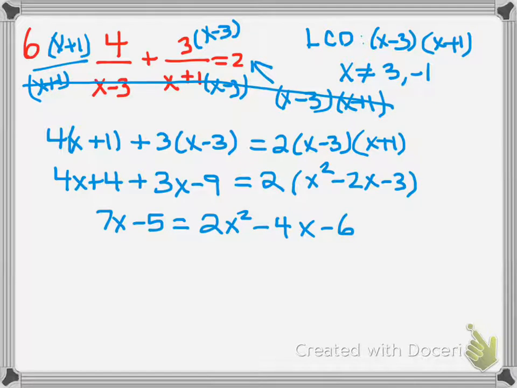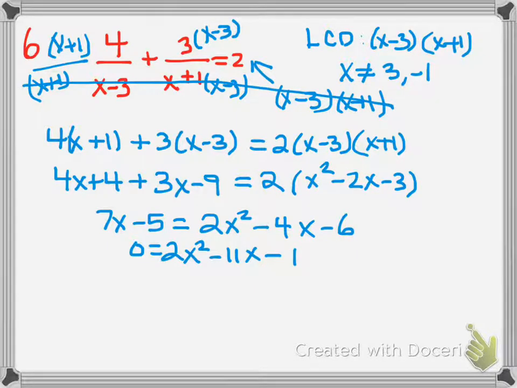Since it's a quadratic, I need to get everything over to the right side because we don't want a to be negative. So we have 0 equals 2x squared minus 11x minus 1.